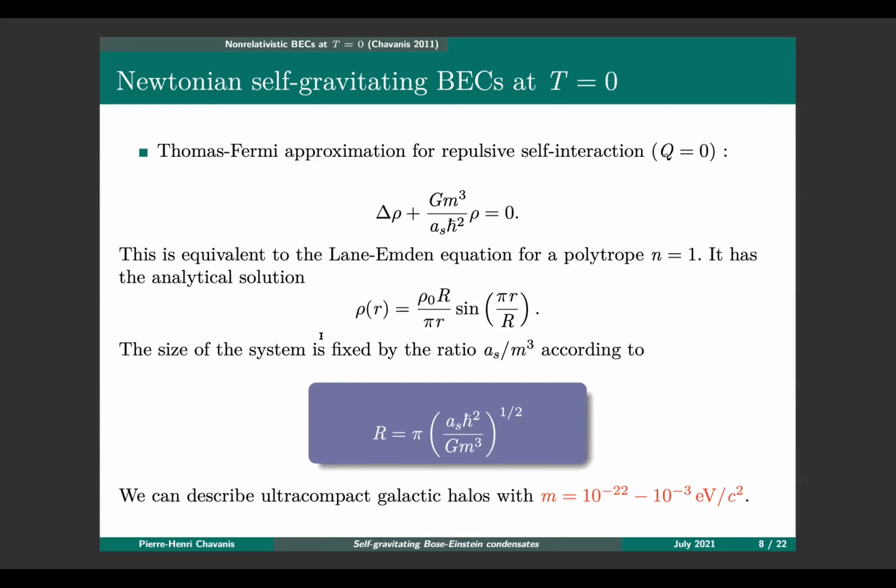And this radius is independent of the mass of the system, which is a property of n = 1 polytropes. And it is fixed entirely by the ratio between the scattering length and the cube power of the mass of the boson by this relation here. And when we take into account repulsive self-interaction, we can describe ultra-compact galactic halos with a much larger mass than before. Now the mass of the boson can go from 10^-22 up to 10^-3 electron volt.